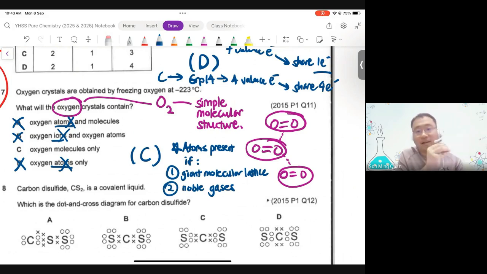So the answer cannot be oxygen atoms. Oxygen has to have molecules, O2, because it's simple molecular. Even as a solid, a crystal, it consists of oxygen molecules. That's why I say question number 7 is a very good question.